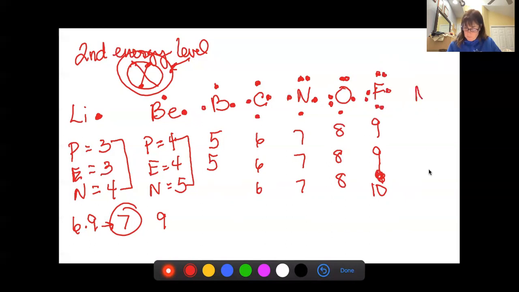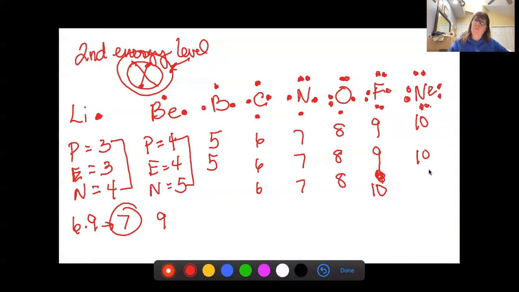And then we're going to get to the special one, neon. Neon is actually going to meet what we call octet, which is what our goal is here. Our goal is to meet octet. Octet meaning 8. And notice I have 8 electrons. 1, 2, 3, 4, 5, 6, 7, 8. I'm at the end of my period because I am full. Because I'm full, I have to go to the next energy level for the next period.